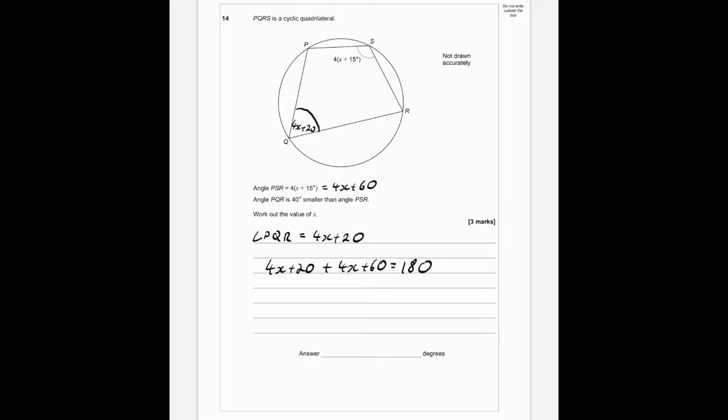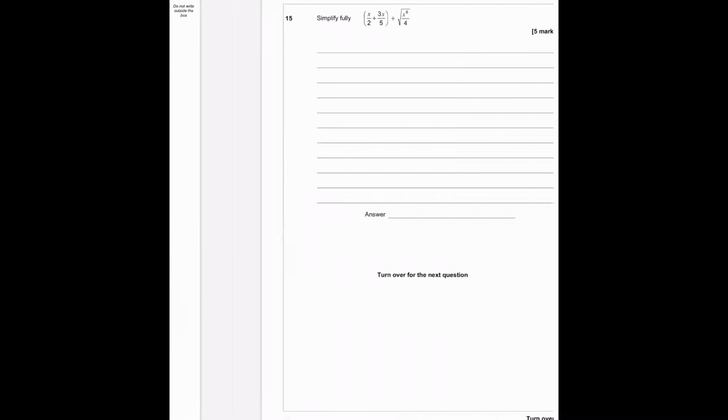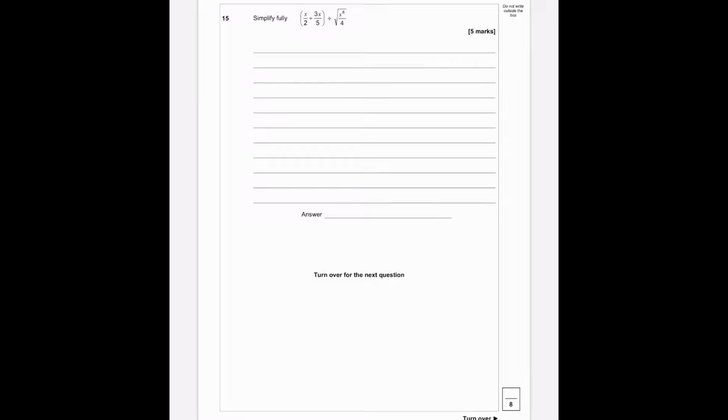4x plus 20 plus 4x plus 60 is equal to 180. Collect the x's, bring the non-x's onto the right-hand side, divide both sides by 8. X will be equal to 12.5 degrees, or equivalent.